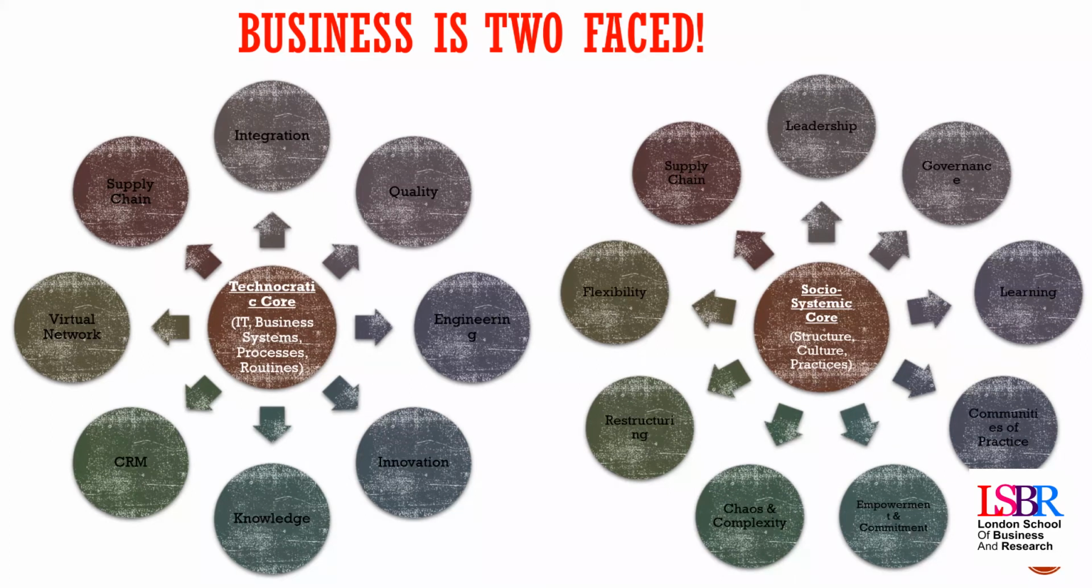So that's one side. But that's not enough to make a business a business. You also need what's called a sociosystemic core. And again, it's a big word, but all it really means is the structure of the business, the organizational culture, the practices and the processes of what people do and how they do them. This can be quite difficult to explain and define, because each business has its own socio-systemic core. Organizational culture can be very, very different from one business to the next.